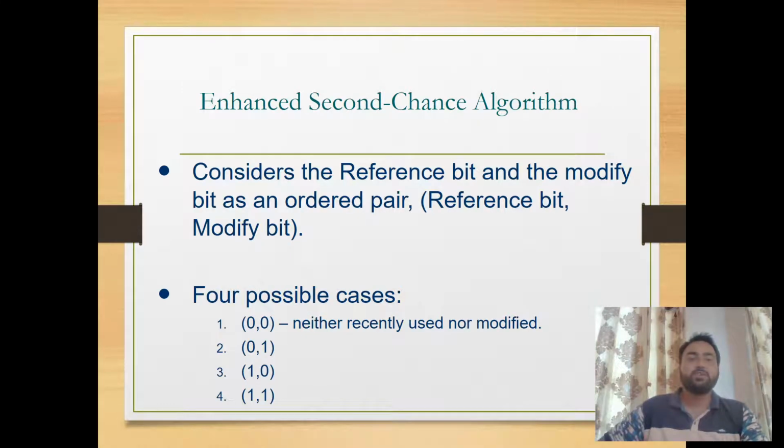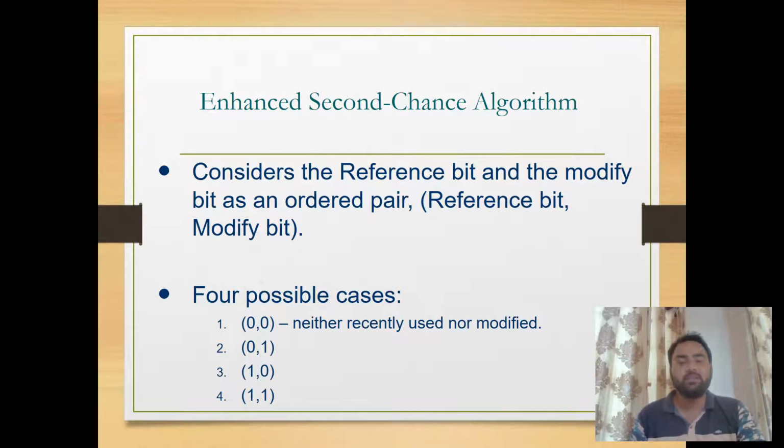The next one is the enhanced second chance algorithm. This is the algorithm which considers the reference bit and the modified bit as an ordered pair. The second chance algorithm has only a reference bit. In the enhanced second chance algorithm, we have a pair of two bits: one is the reference bit and the other is the modify bit. So there are four possible cases in this.